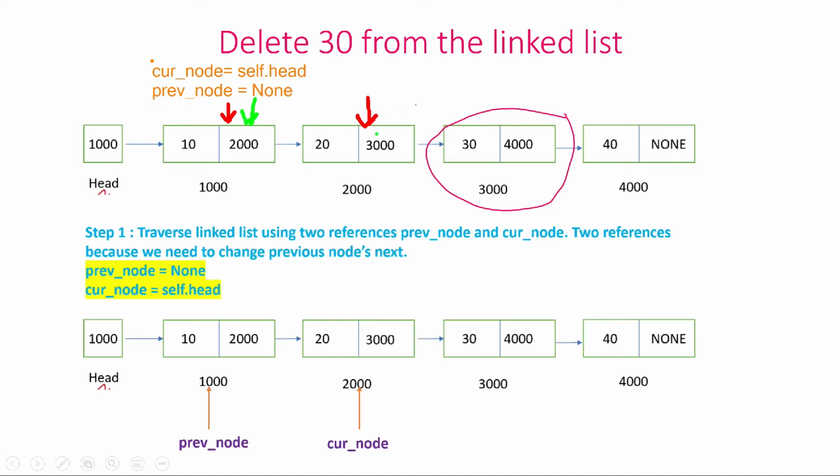Now again increment your current pointer. So this is your current pointer. Where would prev node be pointing to? This is your previous node. So prev node is currently pointing to this node. Now we have references to both the nodes where we want to perform our operation. Maybe now your step 1 is clear. You need to traverse this linked list using two references, prev node and current node.